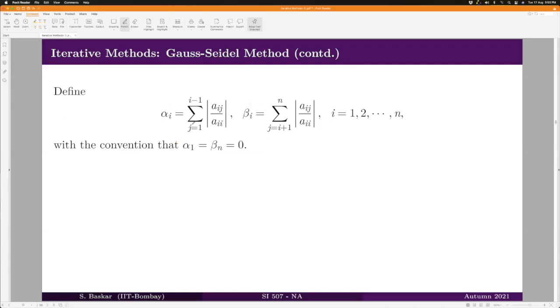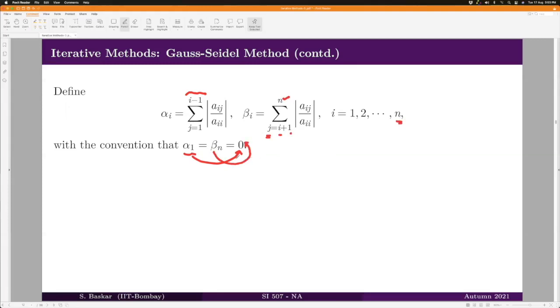Now you can see there is ambiguity when i is 1, because alpha_i goes from 1 to i minus 1. Therefore, alpha_1 will go from j equal to 1 to 0. Such a situation should not occur, therefore you explicitly put that as 0. And similarly here, you start from j equal to i plus 1 to n. When i is n, then you will be starting your j from n plus 1 and go up to n. That also should not happen, so such a situation, you manually put 0.